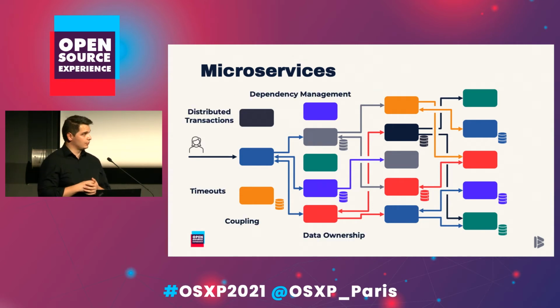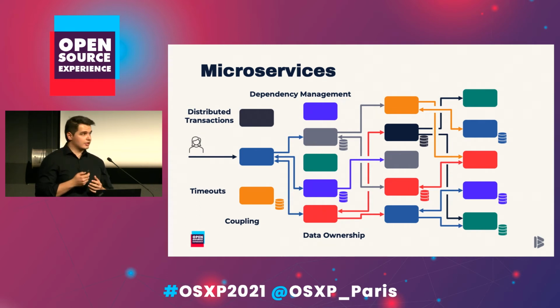Which gets us into some other types of issues. We now have dependency management issues and distributed transactions. We have to deal with coupling, with timeouts, and even data ownership, because each microservice needs to own just part of the data, and that's all.